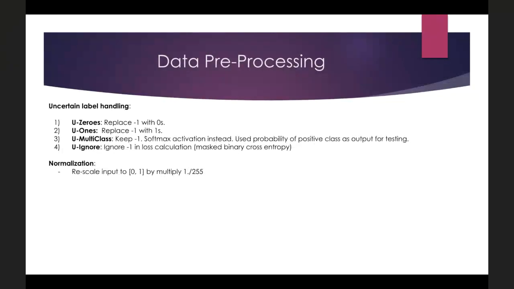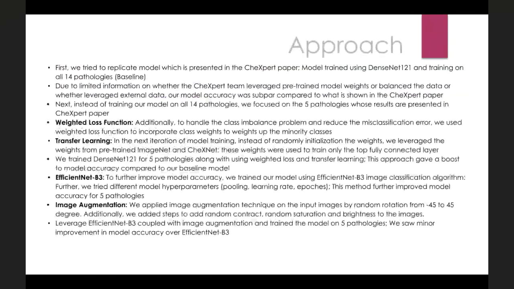We performed the same pre-processing as the CheXpert paper. We followed the same approaches: U0s, U1s, multi-class, and ignore. We also did normalization, which helped in better, faster convergence. We started our approach by training DenseNet 121 on the 14 pathologies without doing any data imbalance handling, first just to create a baseline.